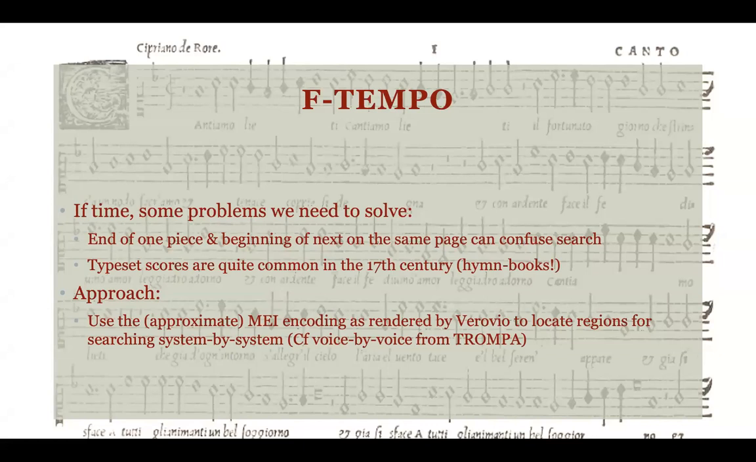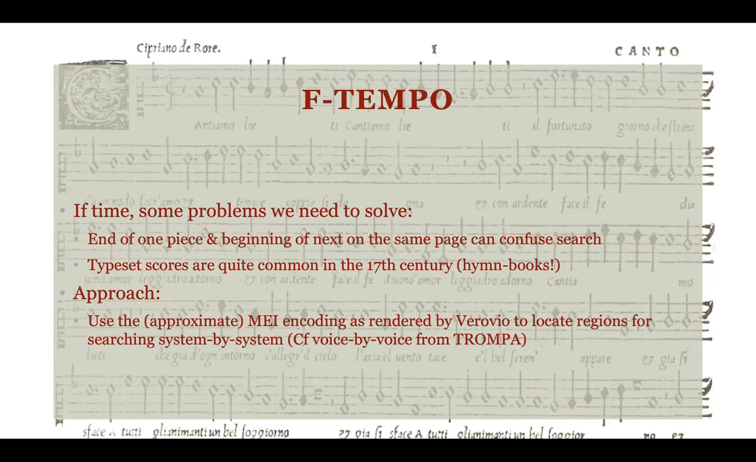Also, another similar problem is that actually in the 17th century, it's much more common than perhaps is generally recognized, that they went to the trouble of typesetting whole scores, that is, including soprano, alto, tenor, and bass on the same page. Now, in those cases, of course, there's no way you can extract a single string which relates to one part only. And you have to use rather more clever things.